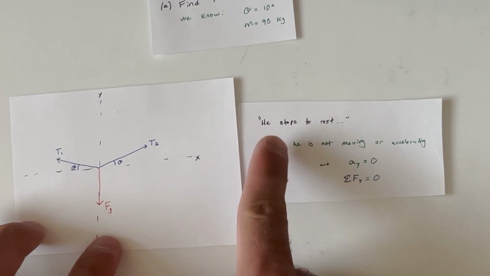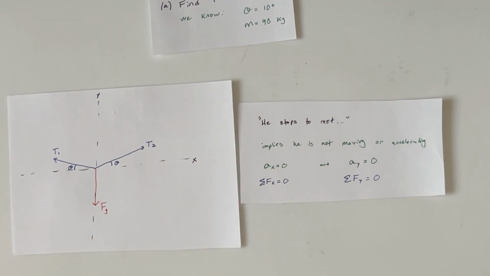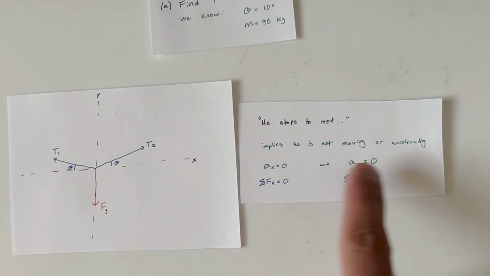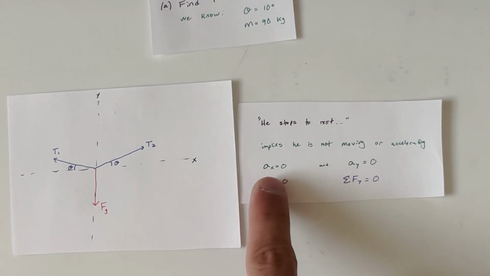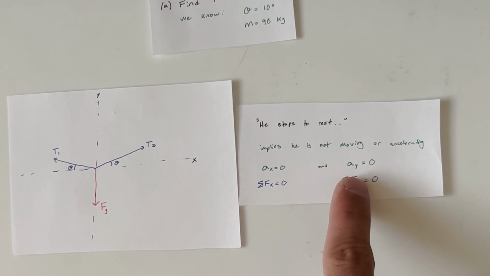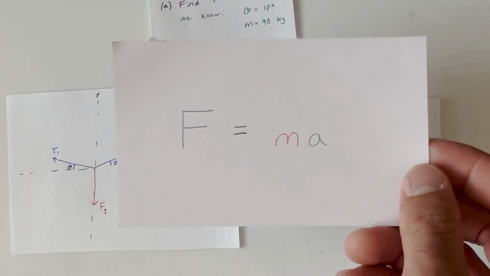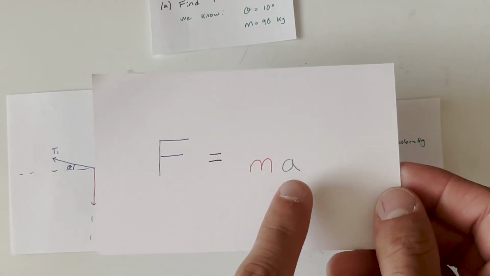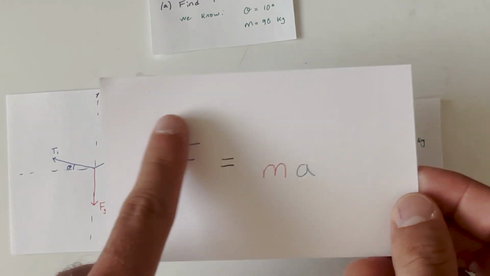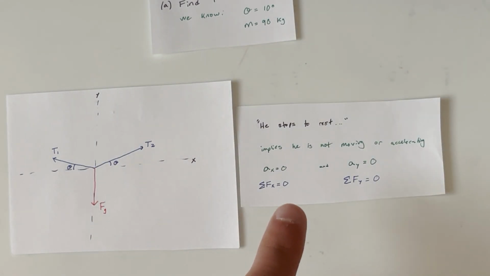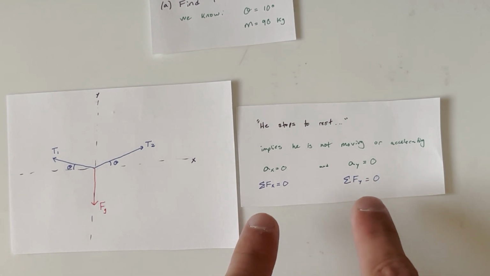In the book, it says he stops to rest. Now, when you hear rest in any form, that implies that you're not moving and you're not accelerating. So in that case, we know that acceleration in the x direction is 0 and acceleration in the y direction is 0. And by Newton's law, force is equal to mass times acceleration. If acceleration is equal to 0, this is all going to become 0 and force is going to be equal to 0. So if we're not moving, we know that the sum of the forces in the x and the sum of the forces in the y are going to sum up to 0.